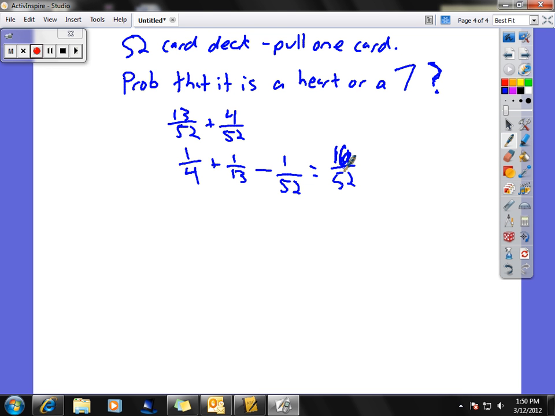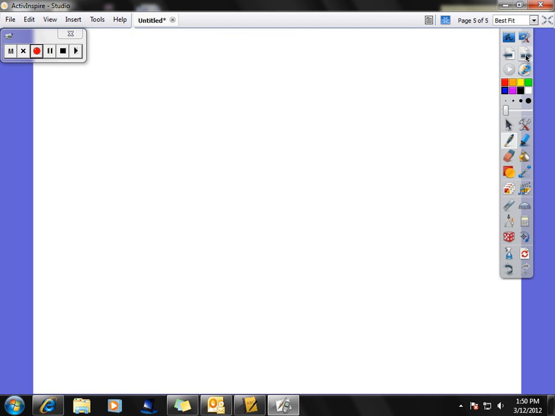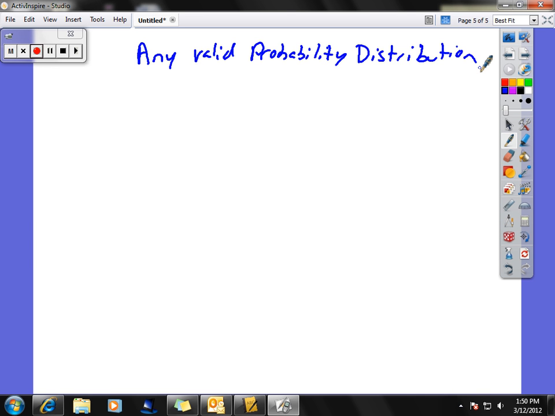Now, any valid probability distribution, don't worry about these big words, distribution. Any valid probability distribution must add up to what? Yeah, must add up to 1. Okay? That's 100%. That's everything. Okay? I'm going to actually stop right there and continue in a second.